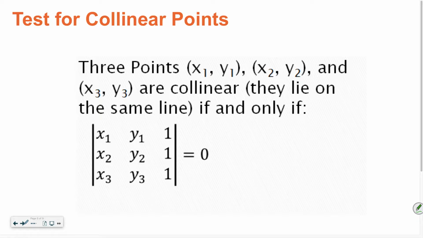So if I ask you to determine if 3 points are collinear, yes, you could find the slope between the points 3 different times to see, or you could find a determinant.